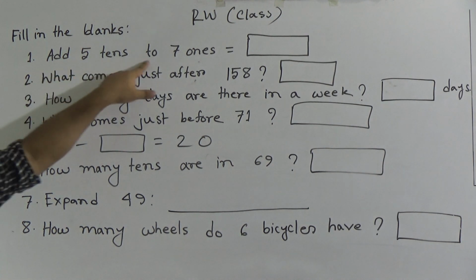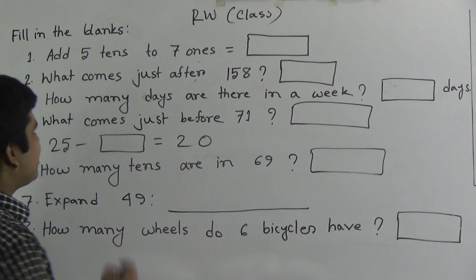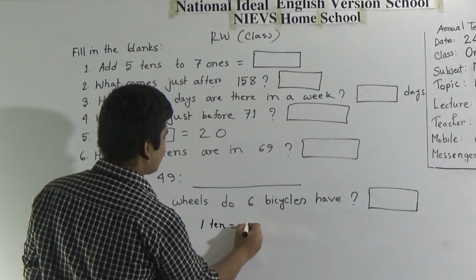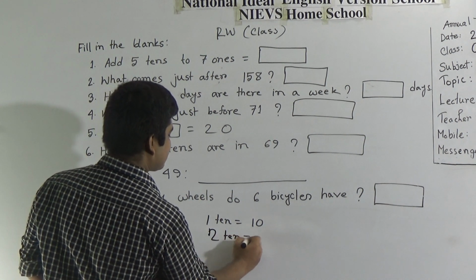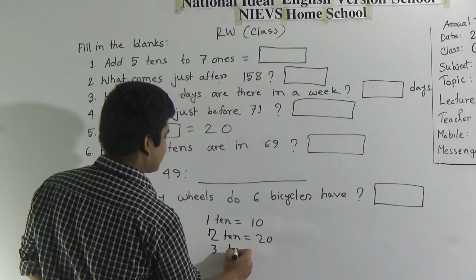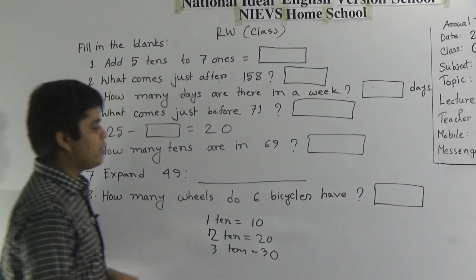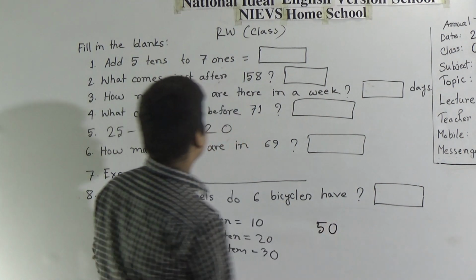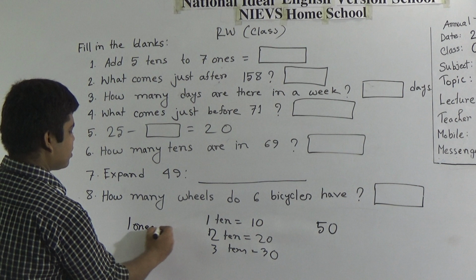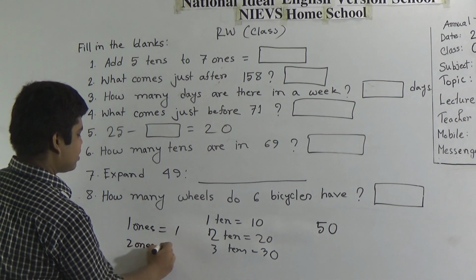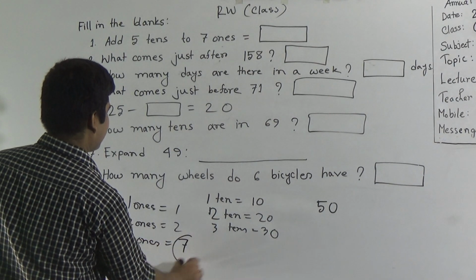Add 5 tens to 7 ones. My dear students, please notice: 1 ten equals 10. 2 tens means 20. 3 tens means 30. Here you notice 5 tens. What do you mean by 5 tens? 5 tens means 50. And now 7 ones. 1 one means 1, 2 ones means 2, just like 7 ones means 7.